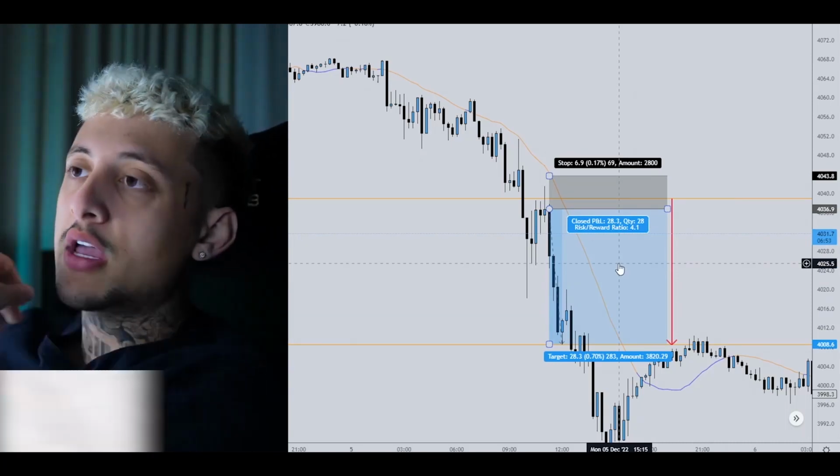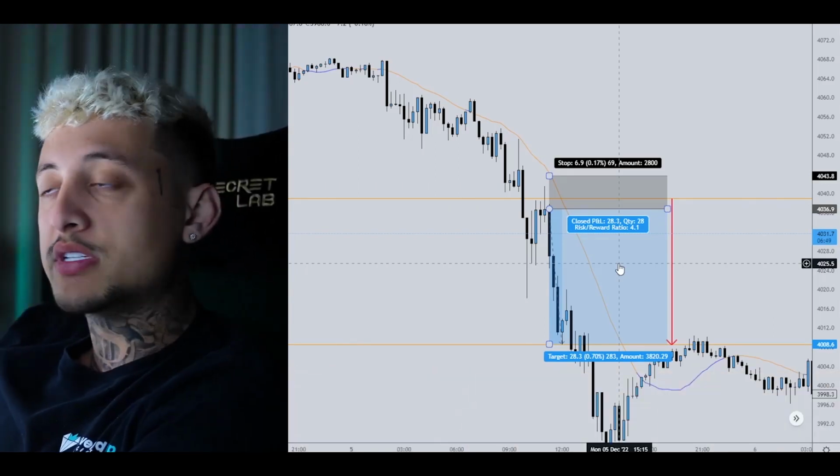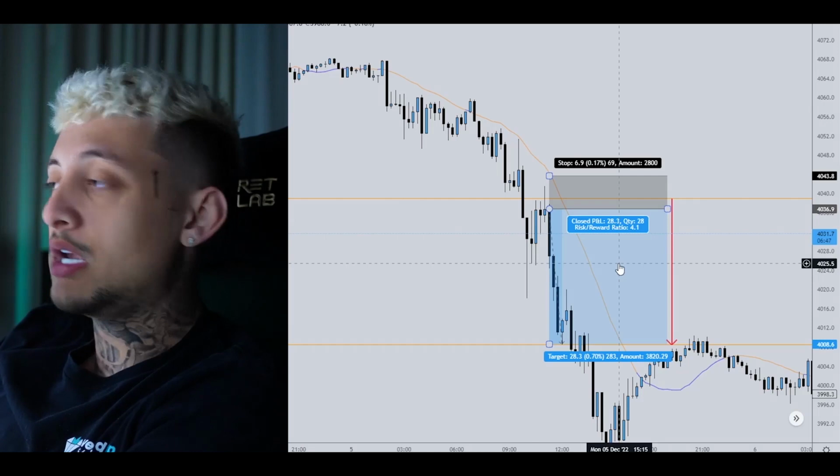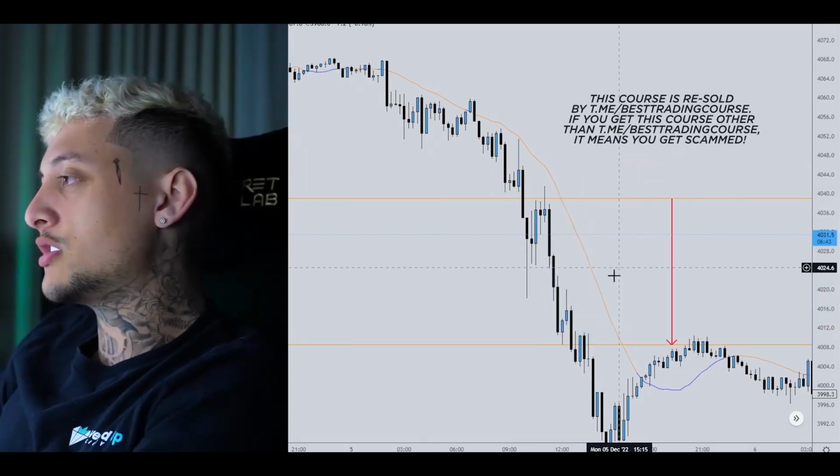And again, guys, every single thing in this market is a probability. Let's say we have a 70% chance of winning this trade, then we still have a 30% chance of losing. So you have to take that into consideration.